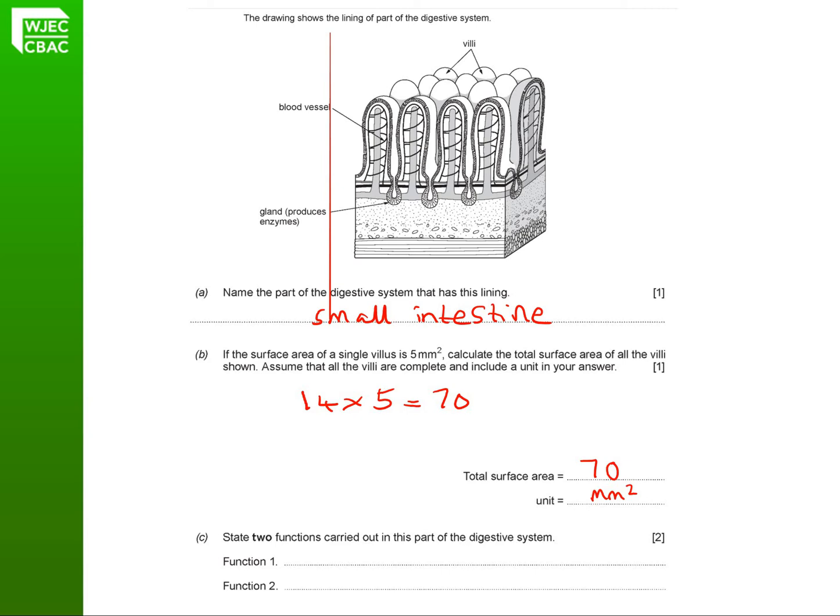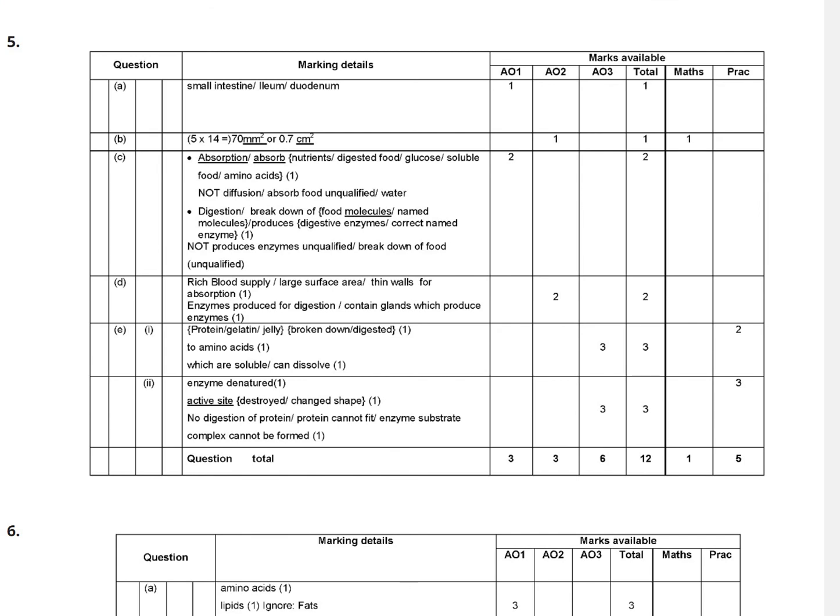Question C, state 2 functions carried out in this part of the digestive system. So if we look at the mark scheme to see what they'll accept, here we've got absorption of digested food and digestion or breakdown of food molecules. You could name particular molecules, but they will not accept produce enzymes or just breakdown of food. So it's digestion of food molecules or digestion of carbohydrates, proteins, fats, and absorption of those digested foods.